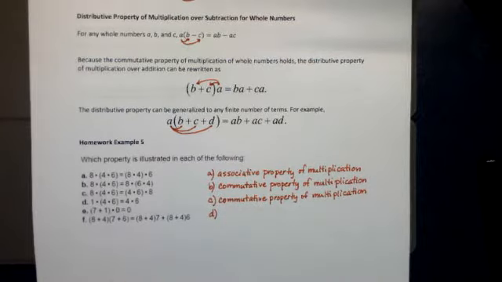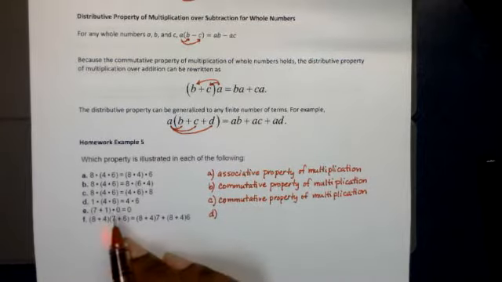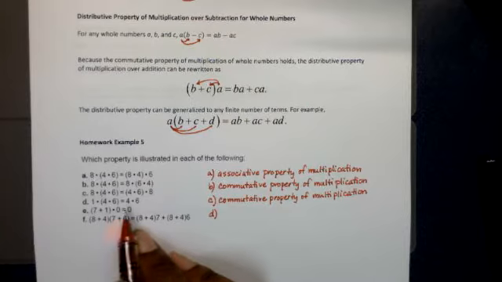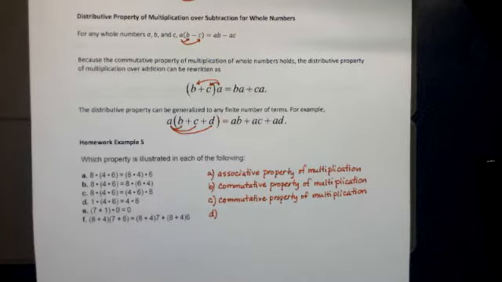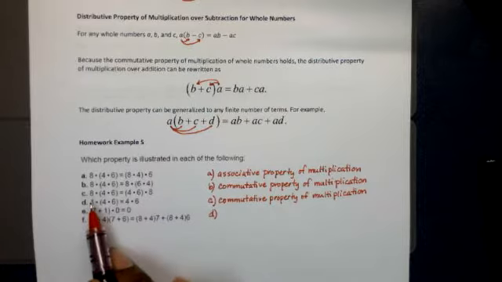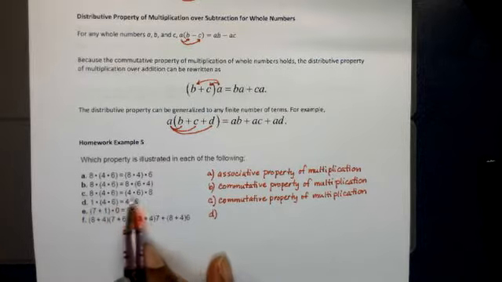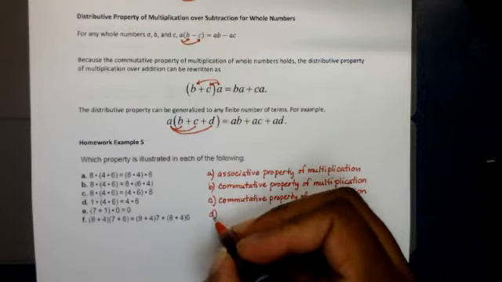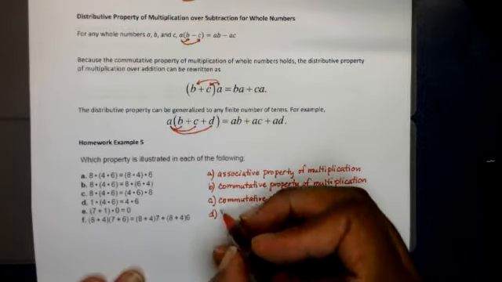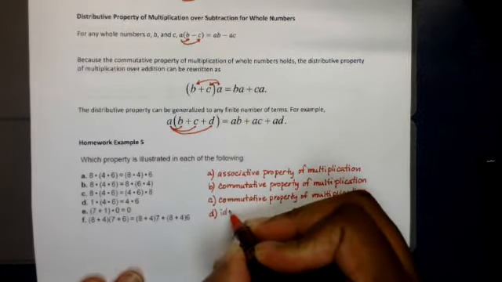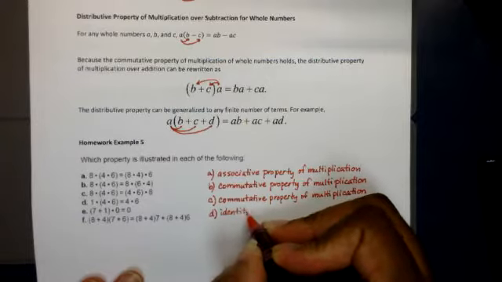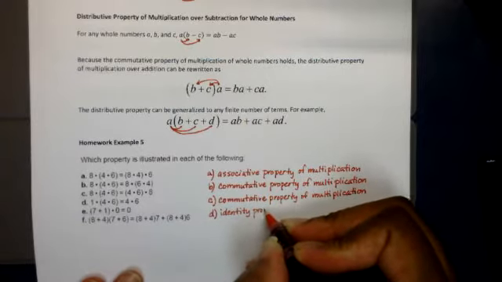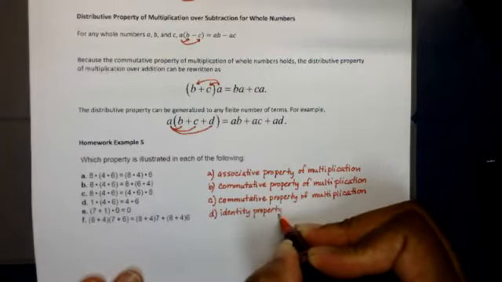Okay. Now part D, we got 1 times, in parentheses, 4 times 6. That's equal to 4 times 6. So here, 1 times this gave us this back. So we call that the identity property because we're using the unique whole number 1. So this is the identity property of multiplication.